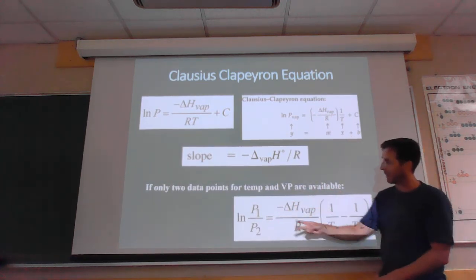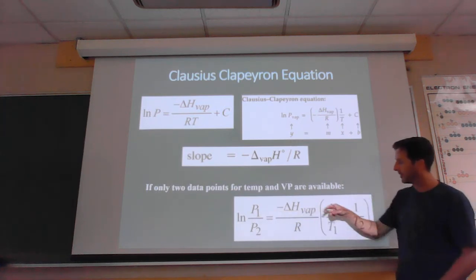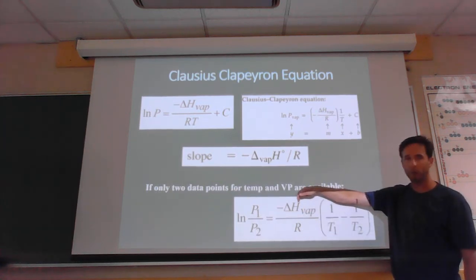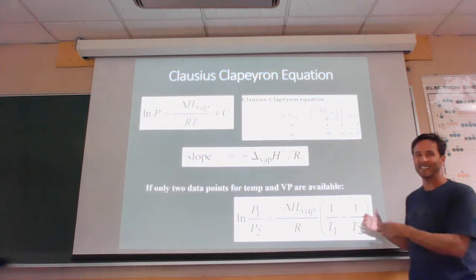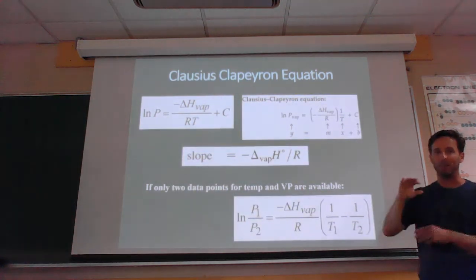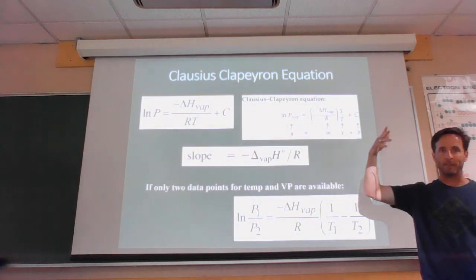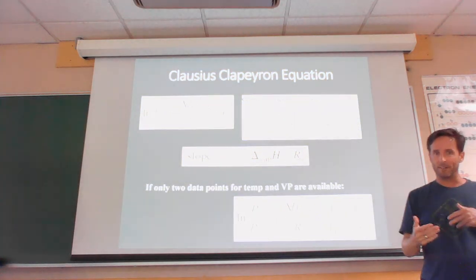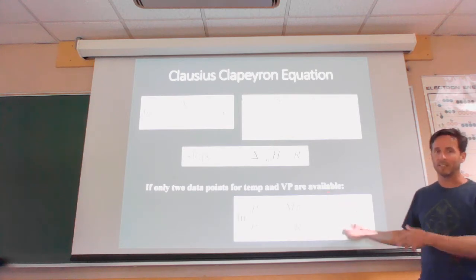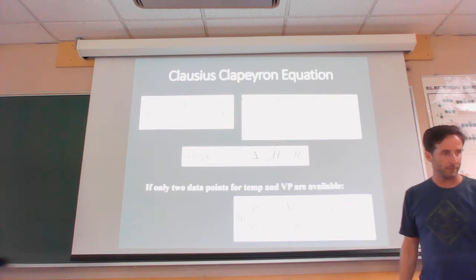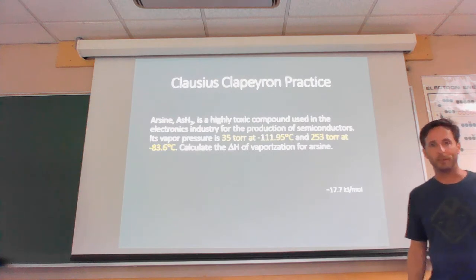If we set it up, we can plug in 2 vapor pressures and 2 temperatures. R is a constant. We can solve for delta H. Okay? So it's a similar process. It's not as good as having more data points and doing a graph. But if you don't have as much time available, or if you're only given 2 data points, we can still go through the calculation. All right, so let's do it.